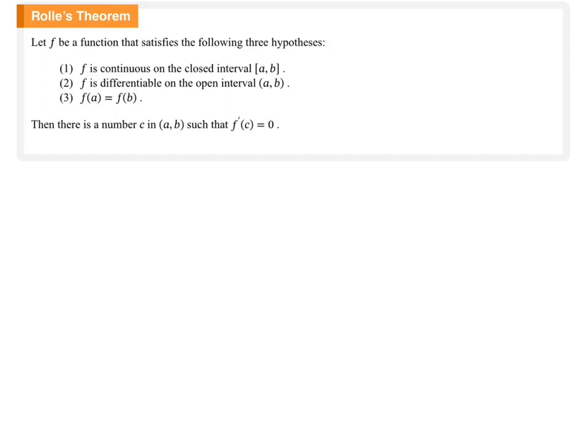It says, let f be a function that satisfies the following three hypotheses. 1, f is continuous on the closed interval from a to b. What's this one called? Rolle's theorem. Let f be a function that satisfies the following three hypotheses. 1, f is continuous on the closed interval from a to b.